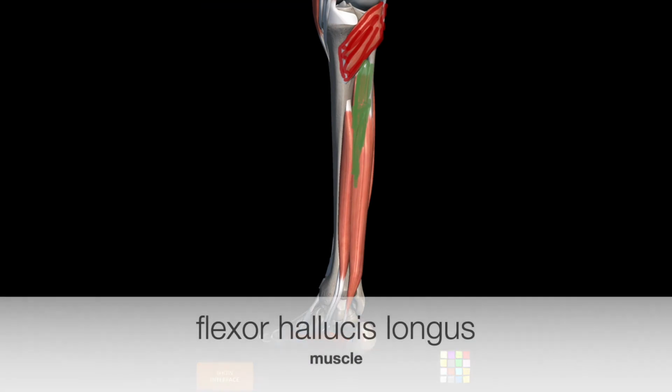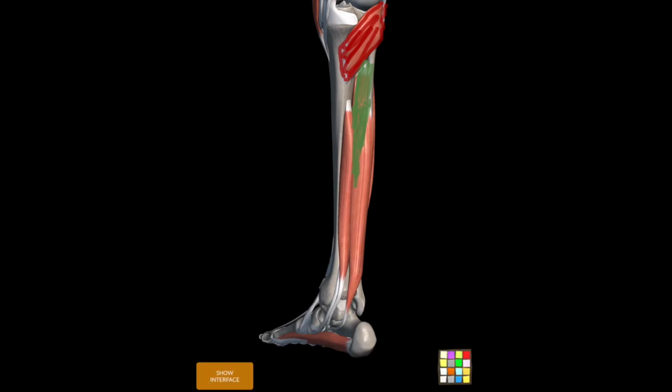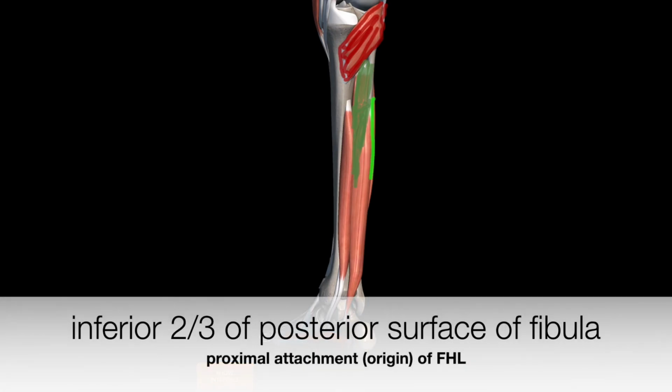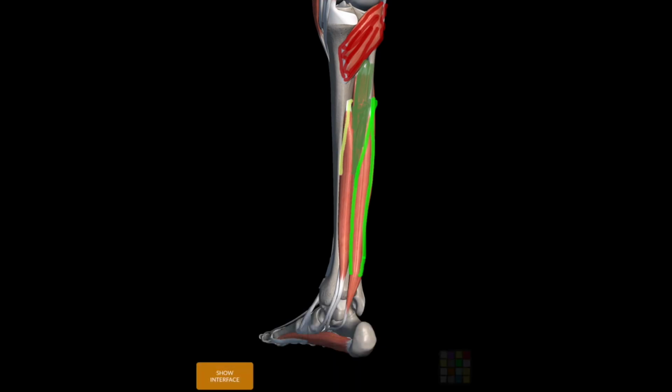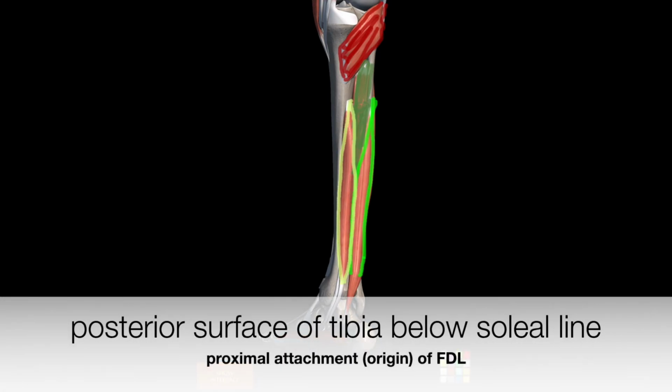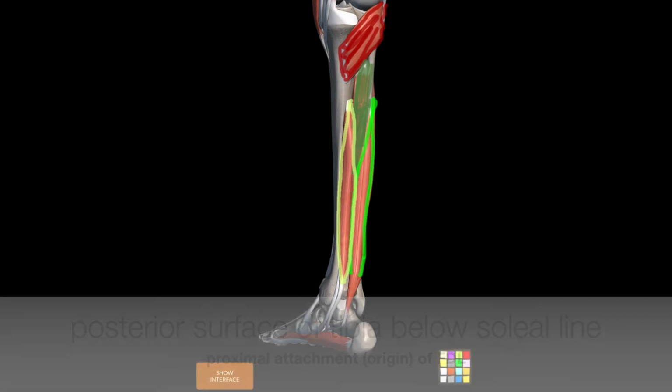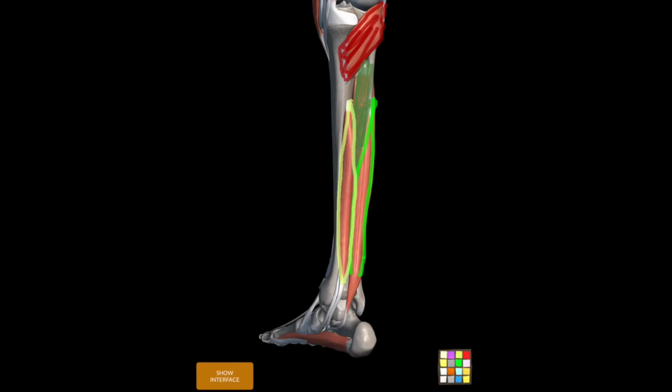The flexor hallucis longus muscle is the more lateral of the two remaining, here arising from the posterior surface of the fibula, and the flexor digitorum longus is the more medial of the two, arising from the posterior surface of the tibia. This somewhat scrambled arrangement of the proximal attachments means that the tendons of the muscles must cross on the way to their distal attachments.